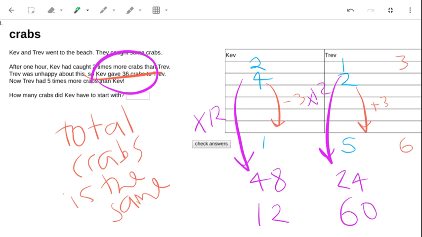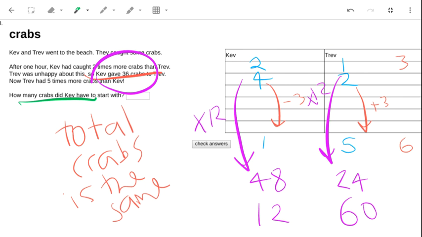Now let's just check we're okay. So the sum, the total number of crabs, at the beginning is 72. And at the end, it's still 72. And you should see that 48 decreases by 36, 24 increases by 36, and the ratios that were mentioned at the start, the 2 to 1 and the 1 to 5, are correct.